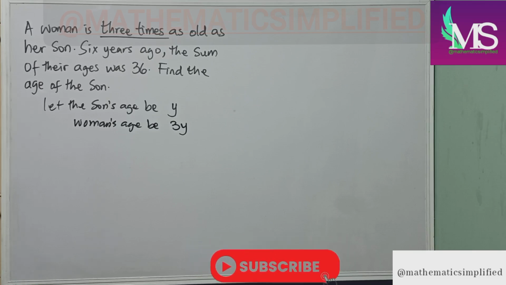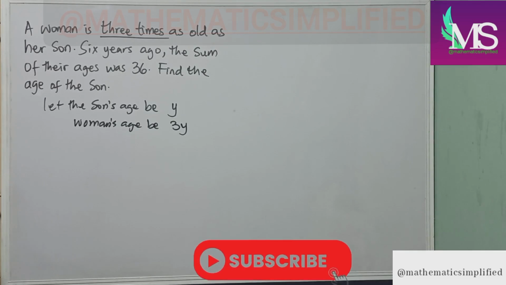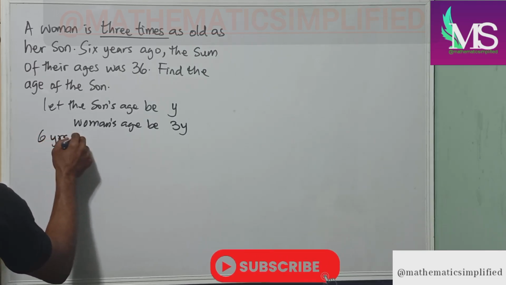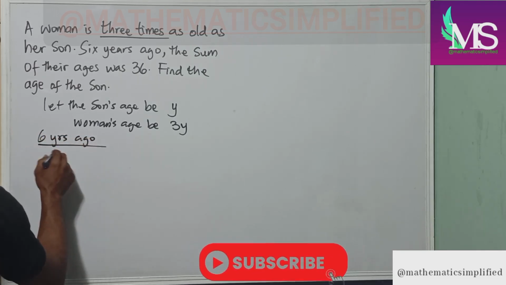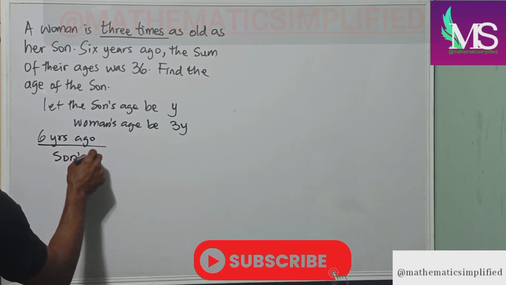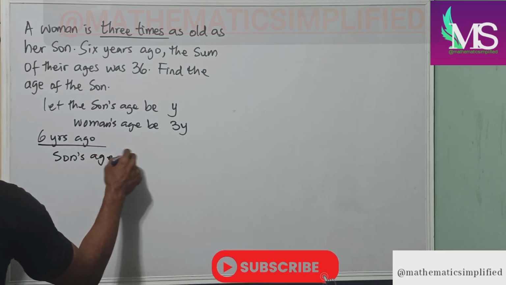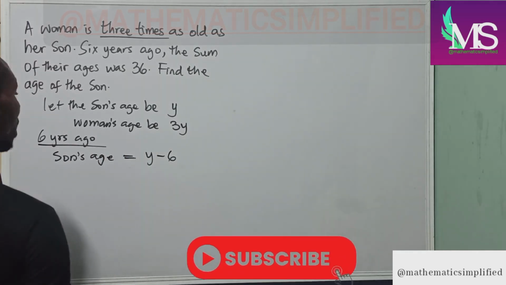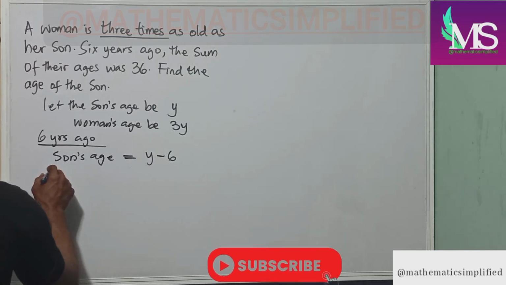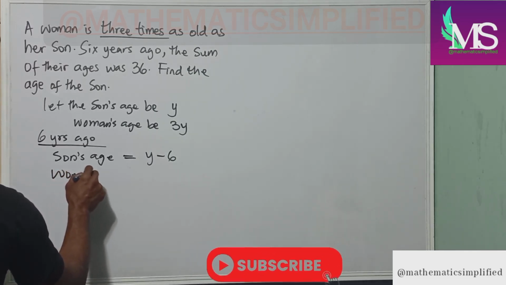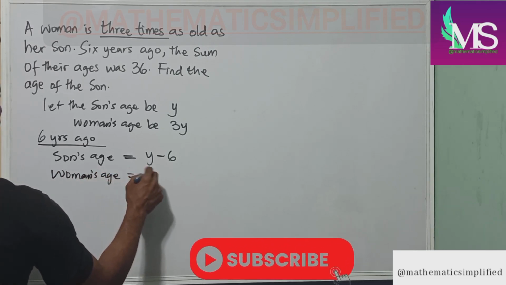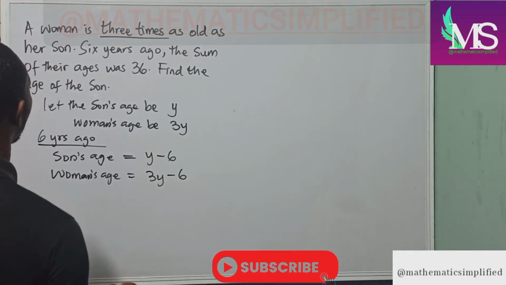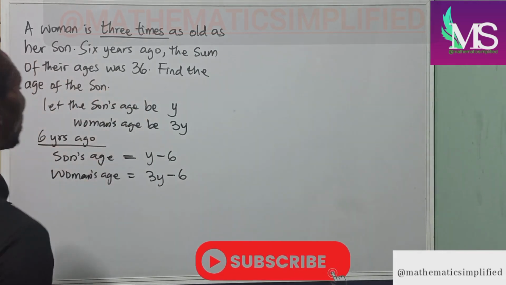Alright, now 6 years ago means 6 years past. So 6 years ago, the son's age would be y minus 6, since y is his present age. So 6 years ago would be y minus 6, and the woman's age would be 3y minus 6. Now, we are meant to understand that the sum of the ages 6 years ago is 36.